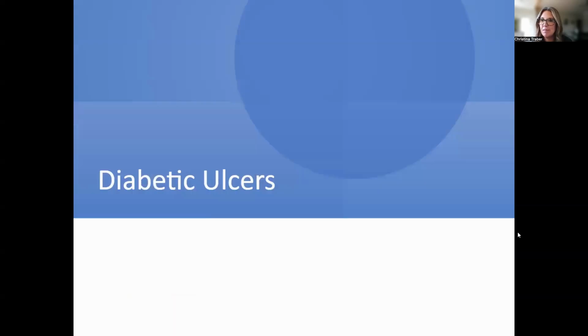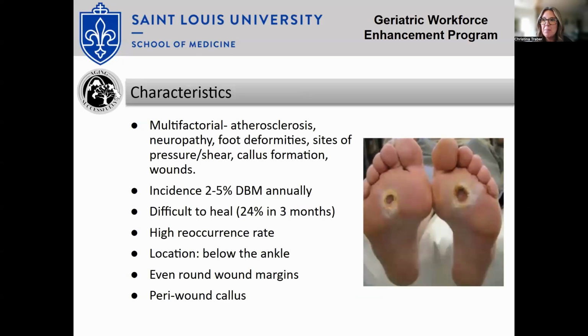So those are pressure ulcers in whole. Now we're going to move on to diabetic ulcers. Diabetic ulcers are multifaceted. They typically come along with diabetes, obviously, with neuropathies, with foot deformities. They typically are from sites of pressure or shear, callus formation, that kind of thing.